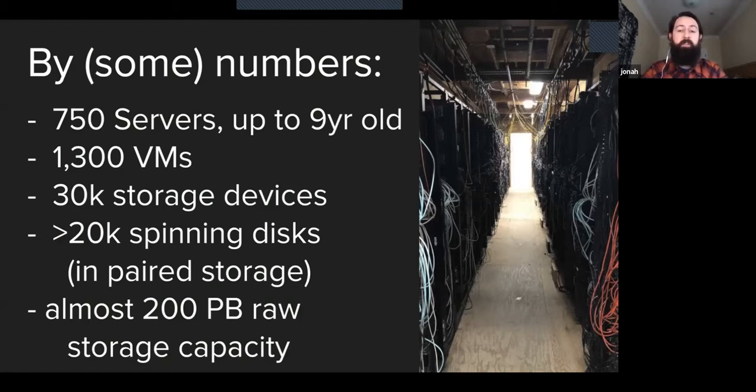We have around 750 operational servers right now. We run these things way longer than anyone else does. The oldest systems in our fleet are from back in 2012. More than 1,000 VMs across the fleet, which is probably what those of you who interface with us directly mostly interface with. Tens of thousands of storage devices, from high performance NVMe flash and SSDs to the spinning disks underlying the operating systems on the servers, and over 20,000 spinning disks in paired storage, which is the redundant storage layer underlying the Internet Archive's corpus, totaling nearly 200 petabytes of raw storage capacity.